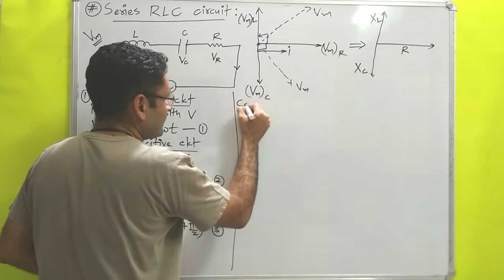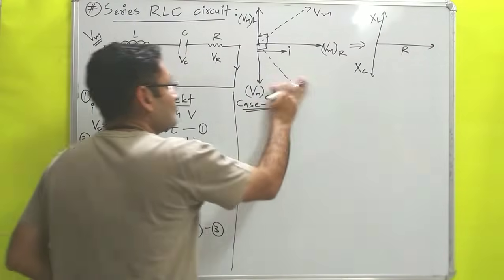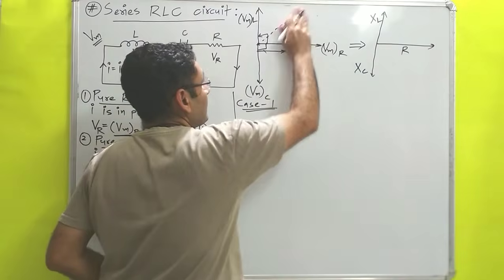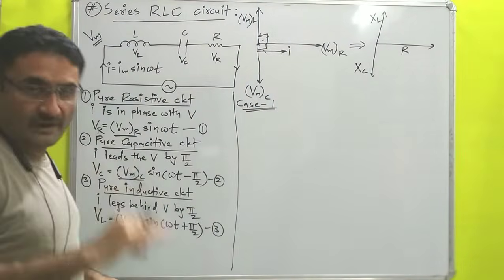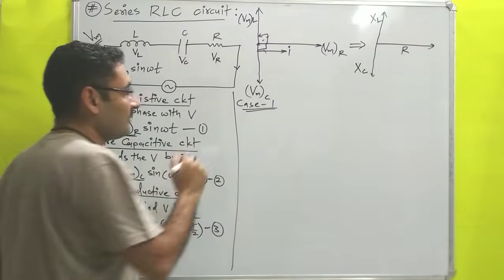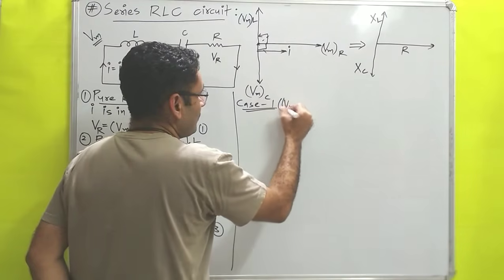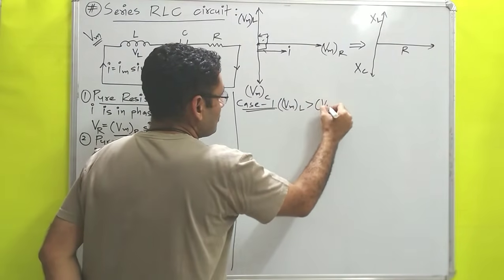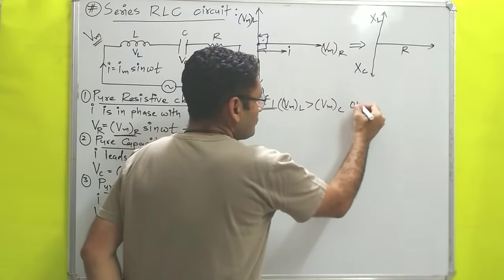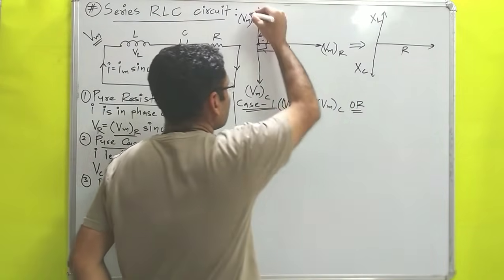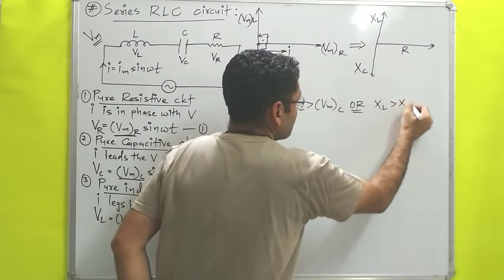So over here I will write case number 1. Now which type of case? That is only for your explanation, whether the resultant will pass above the graph or below the graph. To find out this, we have to consider two cases. First case is what? Let us assume that whatever value of Vm of L is there, that is greater than the value of Vm of C. This value is greater than that value. Or you can say from this graph VL is greater than Vc. So you can write XL is greater than Xc.